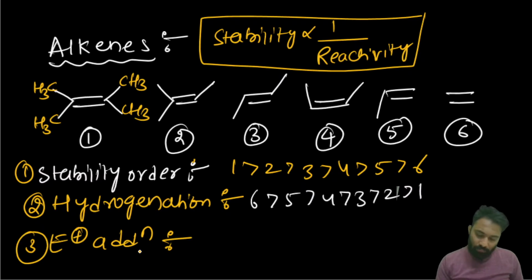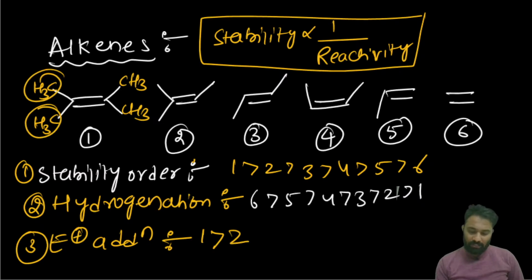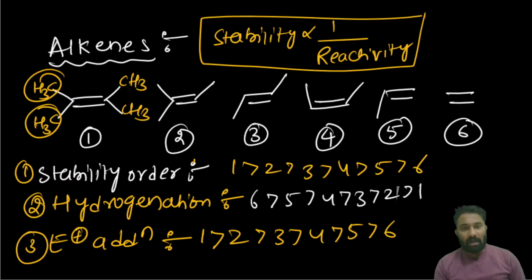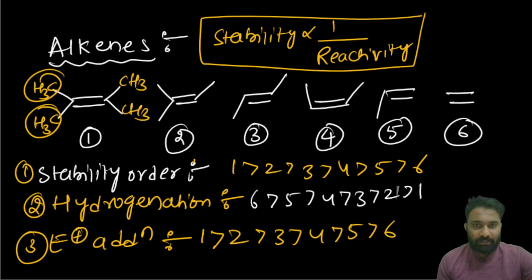Next, the electrophilic addition reaction produces a stable carbocation. The alkene that produces the most stable one will readily undergo electrophilic addition very fast. So among 1 to 6, which readily undergoes it? 1, because it produces a stable carbocation stabilized by 6 alpha hydrogens. So 1 is greater than 2, greater than 3, greater than 4, greater than 5, greater than 6. Next.